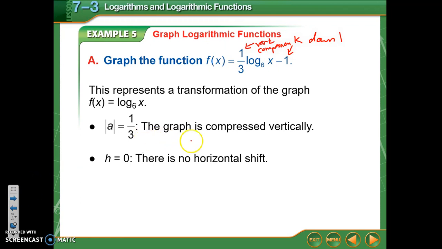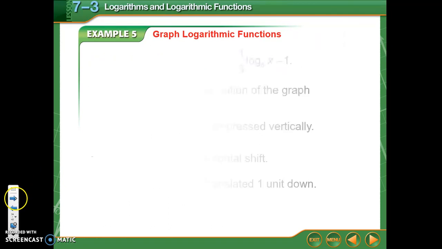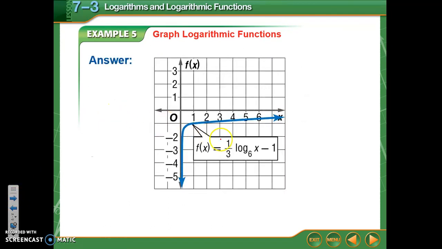Which we have here. There's no horizontal shift because there's nothing added or subtracted to the x inside of the function. So when I make my graph, it looks like this. It shifted down 1 unit. So notice normally it would go through the point 1, 0, but that's been shifted down. And then it's been vertically compressed by 1/3.